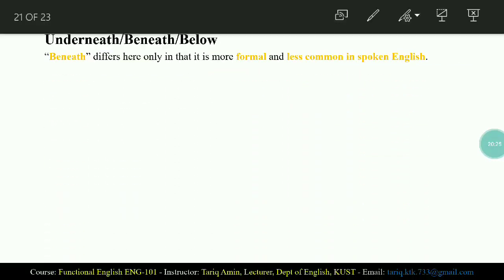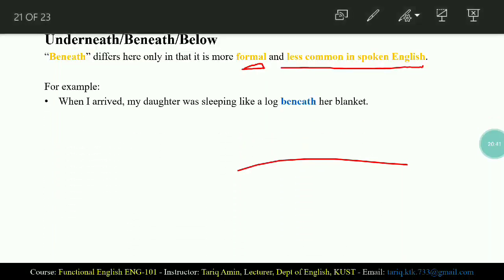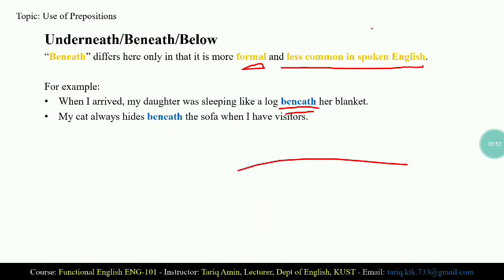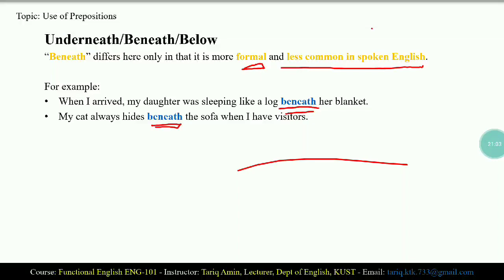Beneath differs here only in that it is more formal. It is more formal and less common in spoken English. For example, when I arrived, my daughter was sleeping like a log beneath her blanket. Beneath means under her blanket, or the blanket had covered her. And my cat always hides beneath the sofa. It means the sofa covers the cat when I have visitors.